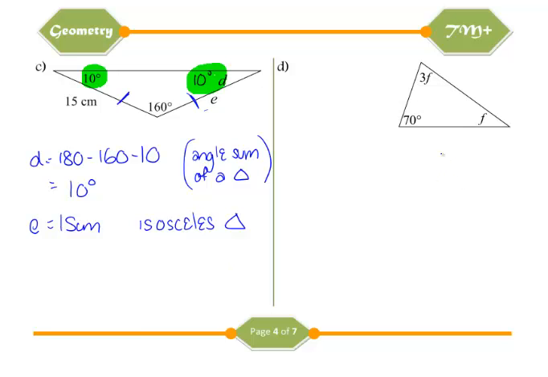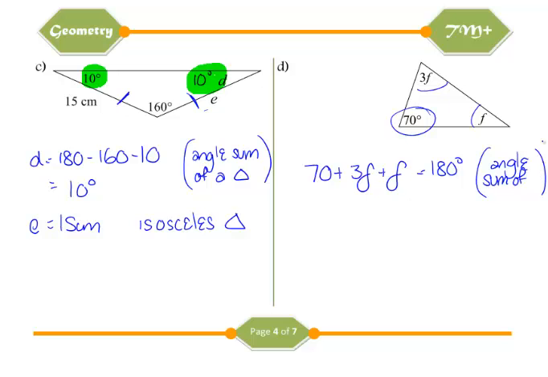Okay, next one, bit of algebra involved here. I have one angle and I've got the other two, but they're algebraically formed. But I know all those three angles have to add up to 180 degrees. Okay, so what I can write here is that 70 plus 3f plus f has to equal 180 degrees because of the angle sum of a triangle.